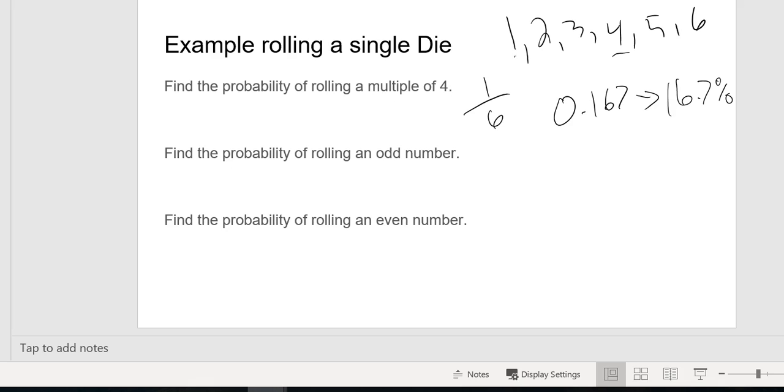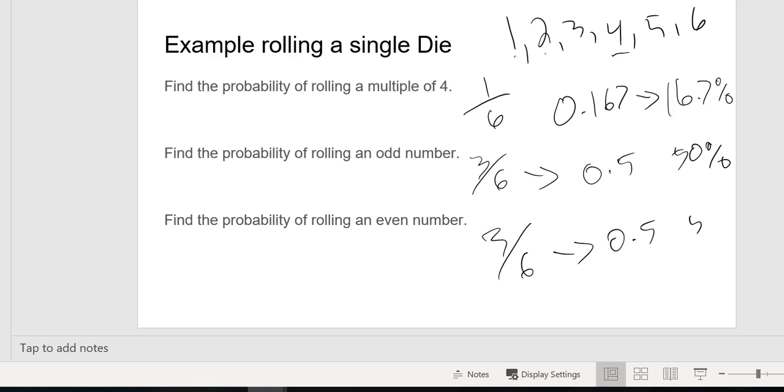Find the probability of rolling an odd number. We got 1, 3, 5 are odd numbers. So 3 over 6, which is 0.5, and that's 50%. Even, it's just the opposite: 2, 4, 6. There's 3 over 6, and 0.5 and 50%. The answer is the same. It's no big deal.